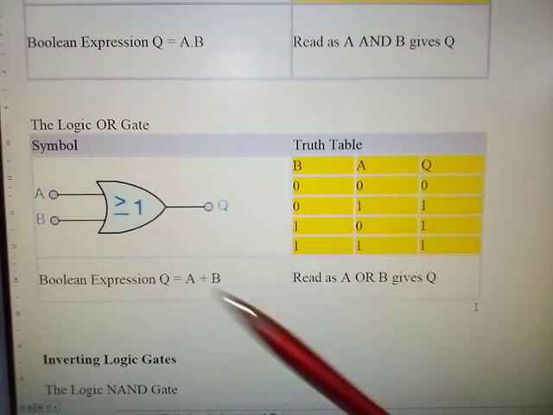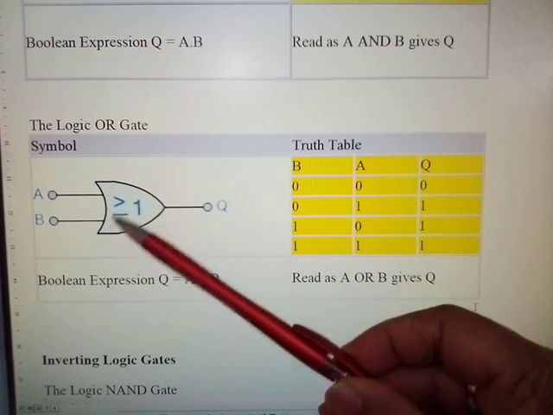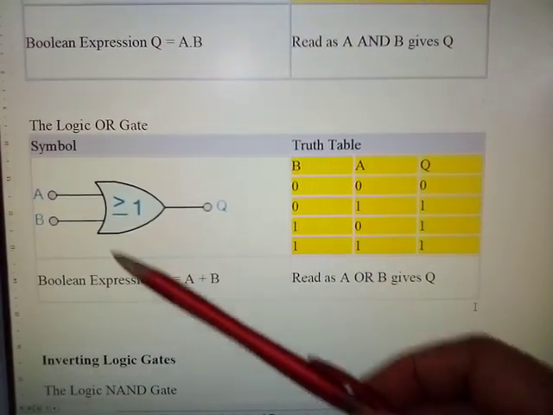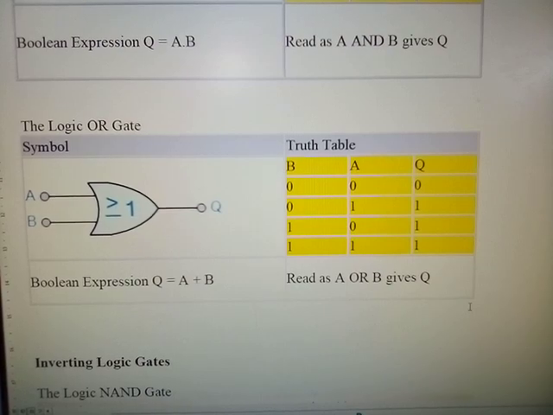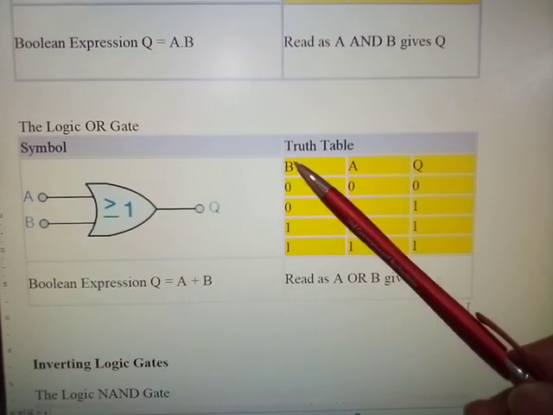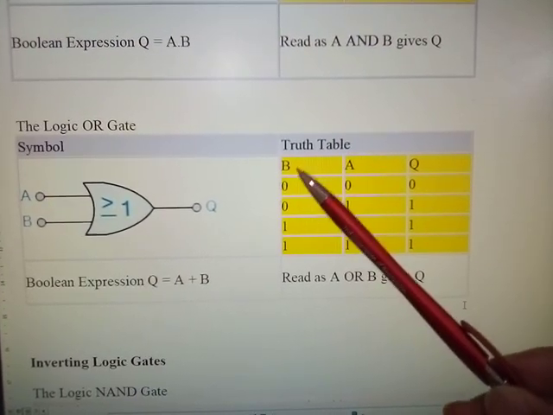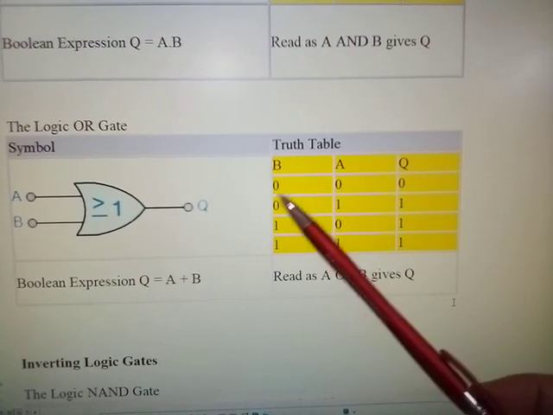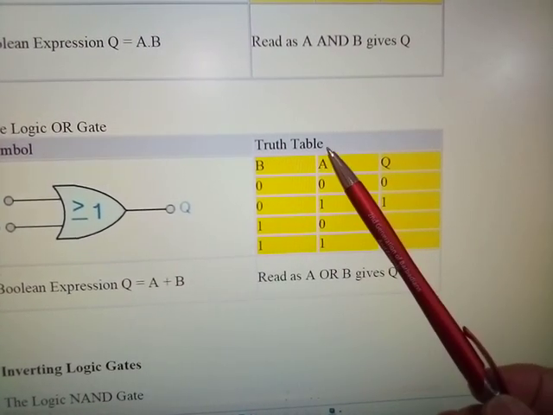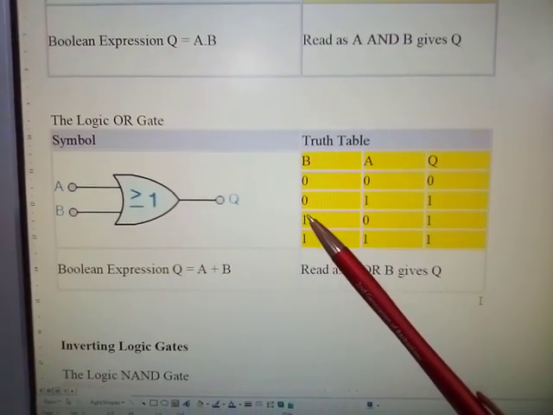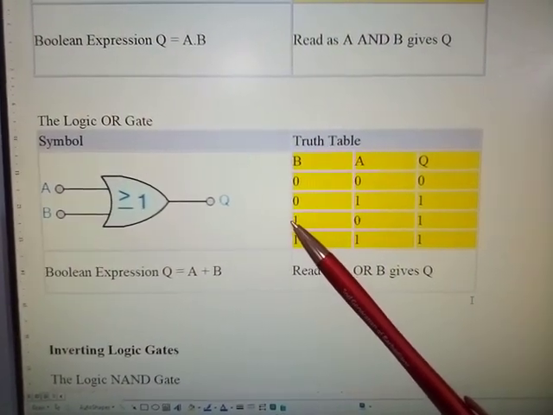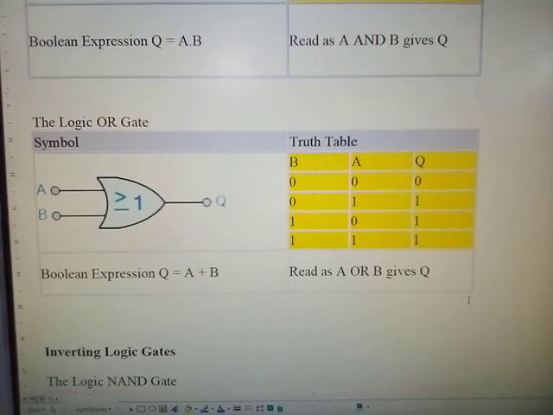And here we have the logic OR gate, symbol greater than or equal to 1. Now here, truth table, again B and A, or A and B if you prefer, just a matter of preference.